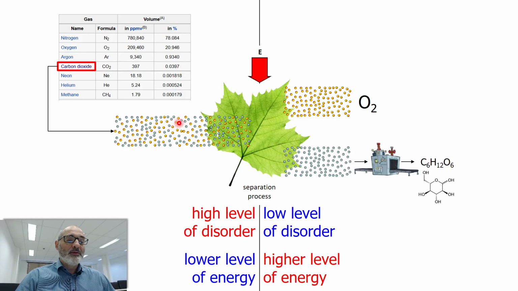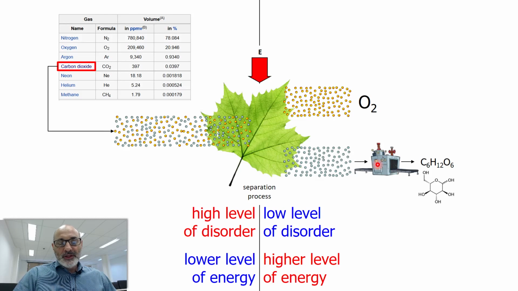So it's very hard to separate CO2 from the atmosphere, but the leaf does this, and the energy necessary for the separation process actually comes from the sun, okay? We know that. It also builds more complex molecules from the carbon in CO2, in the atmosphere's CO2, okay?